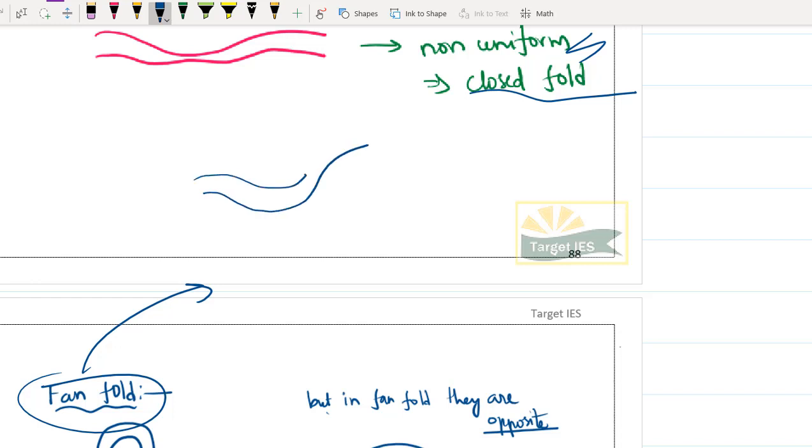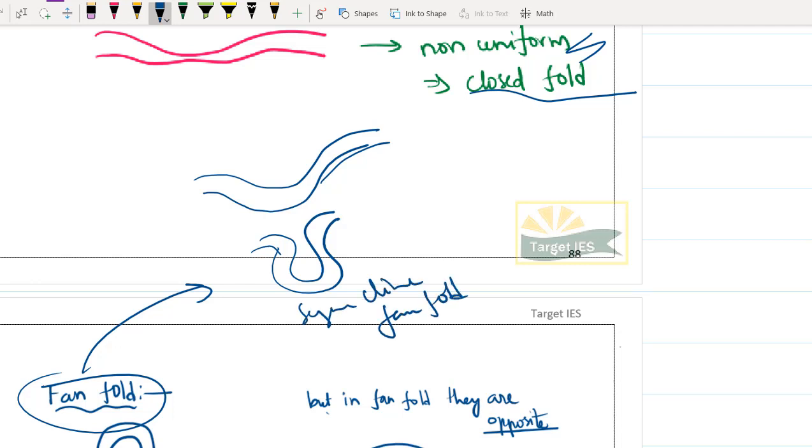My syncline was something like this. My cup is in the normal direction, and the limbs are moving away. But if my limbs are actually coming close, instead of going away, then I will be calling it a syncline fan fold. Syncline fan fold. I hope you got it right.